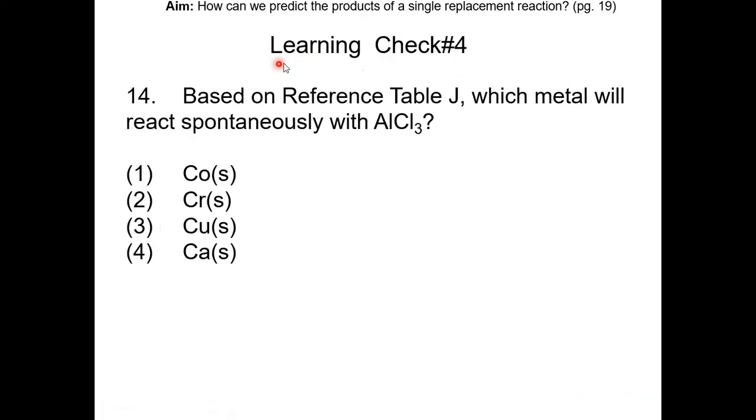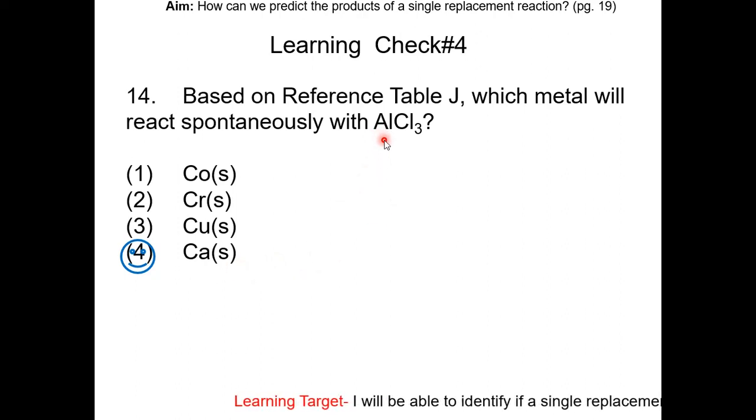Learning check number 4. Based on reference table J, which metal will react spontaneously with AlCl3? Pause the video and resume once completed. This single replacement reaction is a metal-to-metal scenario, so you're looking for a metal on table J that's more active than aluminum. So the answer is choice 4. Calcium is more active than aluminum. So calcium will displace aluminum in this single replacement reaction.